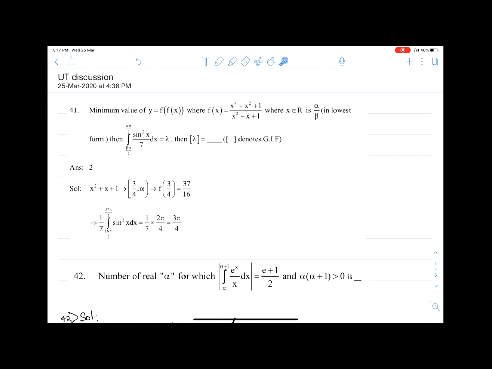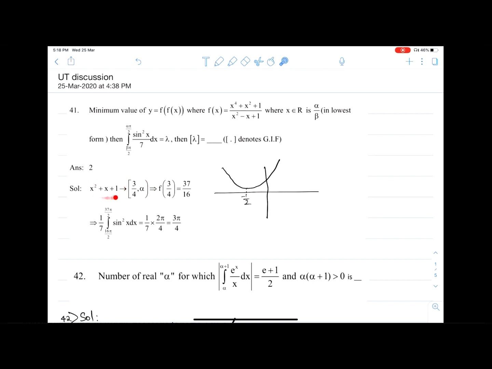Now it's quite obvious, this function is nothing but x square plus x plus 1. The range of this one is 3 by 4 to infinity. If the range is 3 by 4 to infinity, this minimum value is attained at minus 1 by 2. From minus 1 by 2 to infinity, x square plus x plus 1 will be something like this. This is the value at minus 1 by 2. So from minus 1 by 2 to infinity, the function will always be increasing. x square plus x plus 1 attains the values from closed 3 by 4 to infinity.